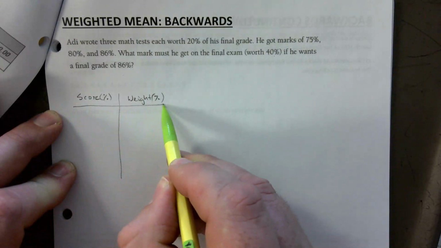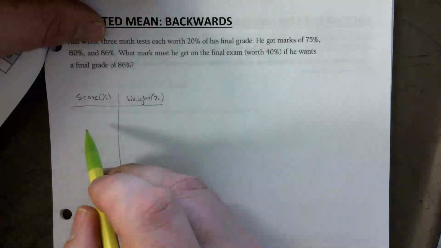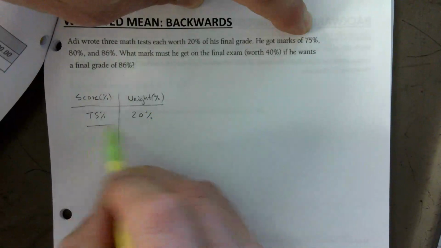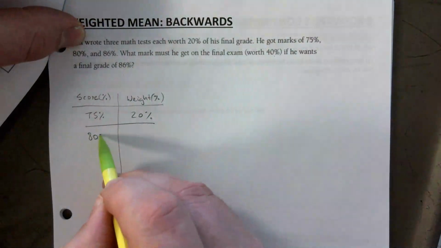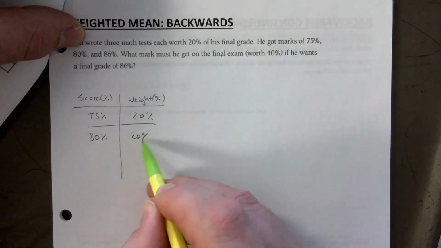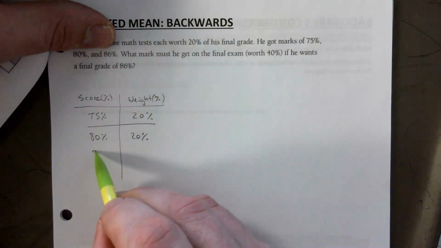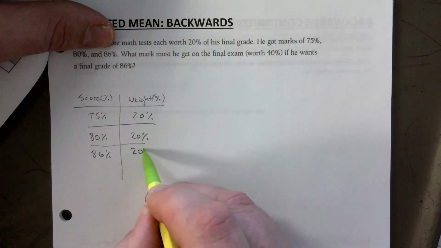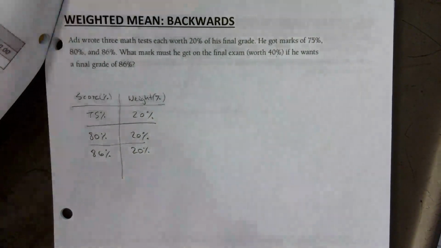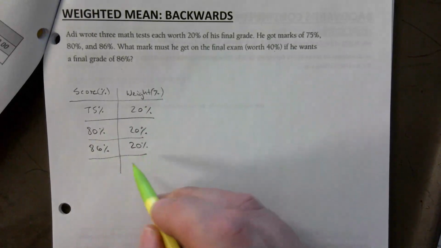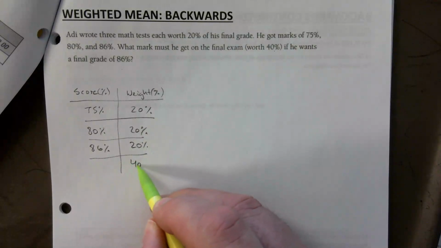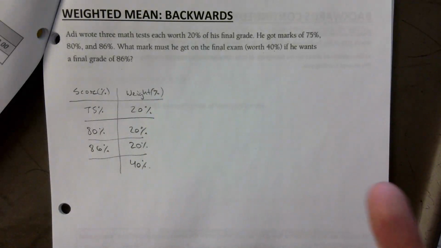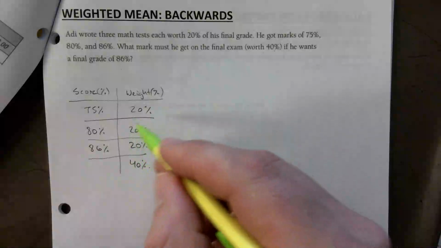have that like this. So the first one was 75%, and it has a weight of 20%. The next one scored 80%, it's still weighted 20. The third test is 86%, that's the score. It's also weighted 20%. So it just stands to reason that the exam would have to be 40, correct? Even if they didn't tell you. Because for the final mark, all the categories should add up to 100%.